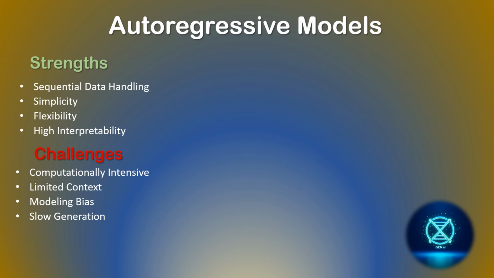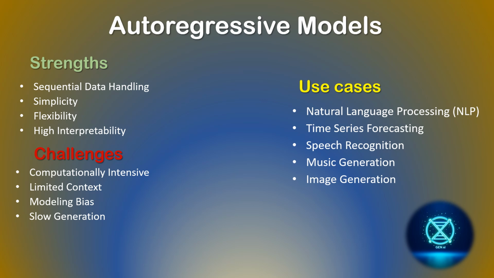Modeling bias: they are prone to bias from previous output, which can lead to compounded errors in the generated sequence, and slow generation. And the use cases are NLP, then time series forecasting, speech recognition, music generation, and image generation. So this is all about the autoregressive models.